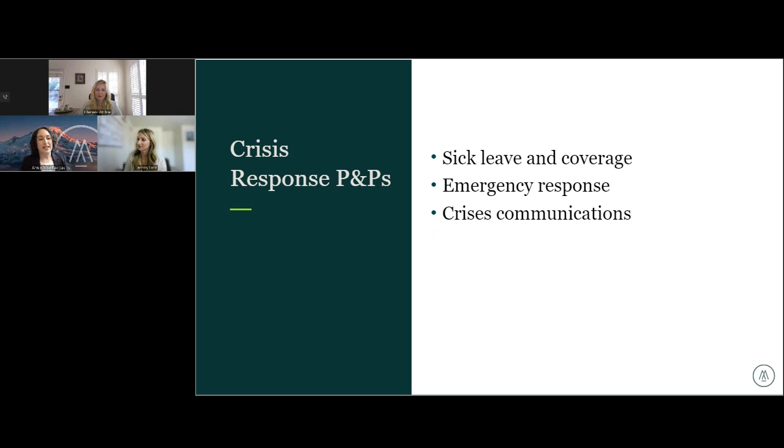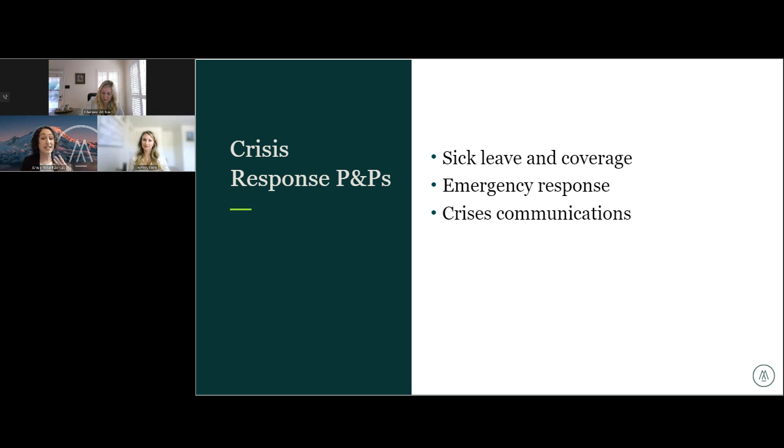So crisis response, this could cover so many different areas, and we only have a couple listed here, but these are the ones that we're seeing a lot of our clients revisiting and re-engaging in most recently. So the first one I have listed is sick leave and coverage, which ultimately this really is a personnel policy, but I have it listed here because I think it's important when you're reviewing those types of policies to also bring the strategic lens to it so that you're answering questions like, what would happen if 30% or 50% of our leadership team was out with COVID, right?